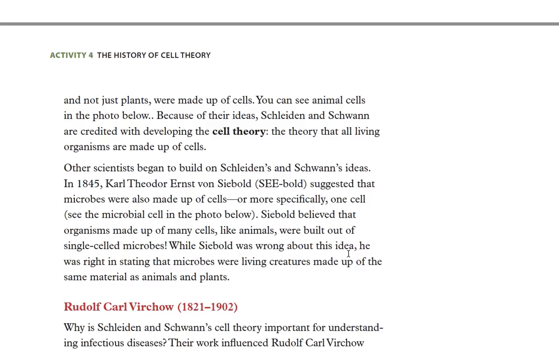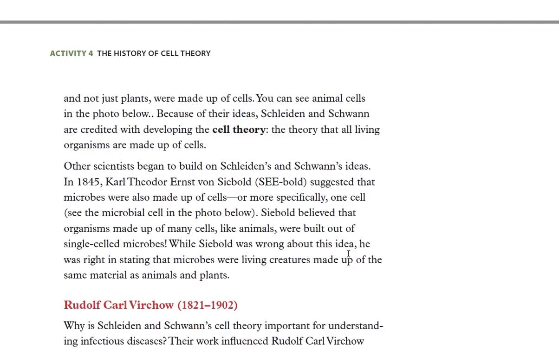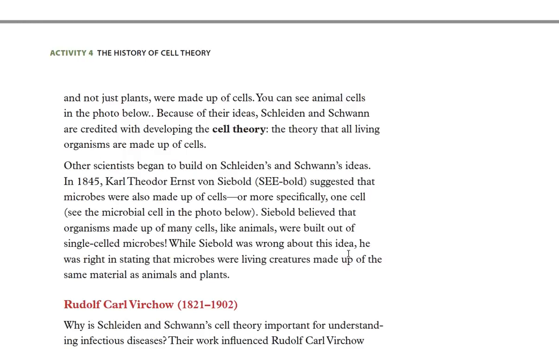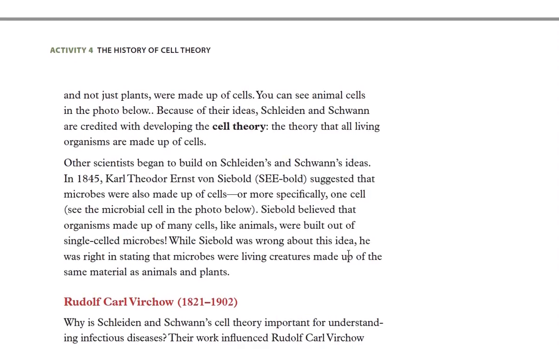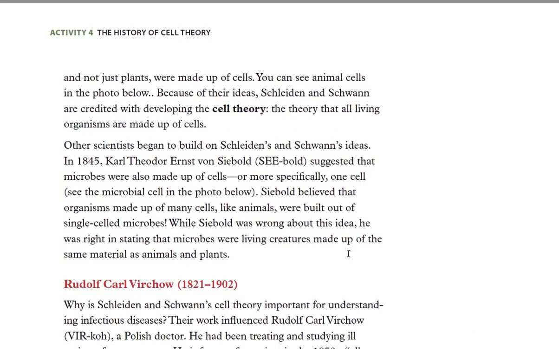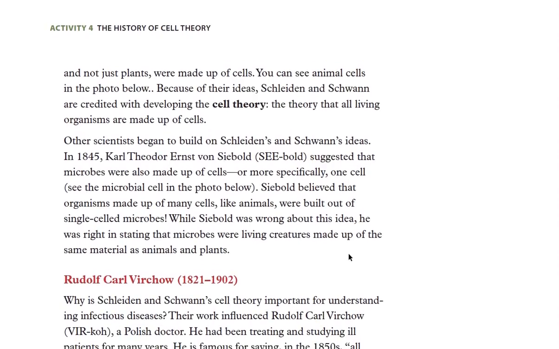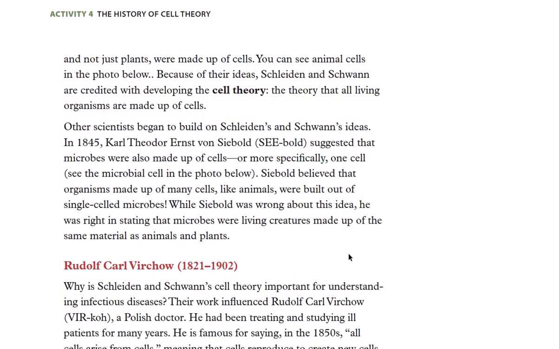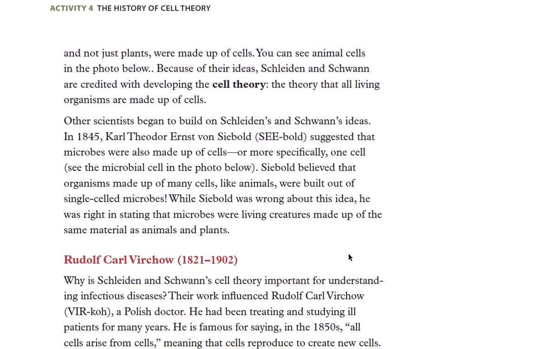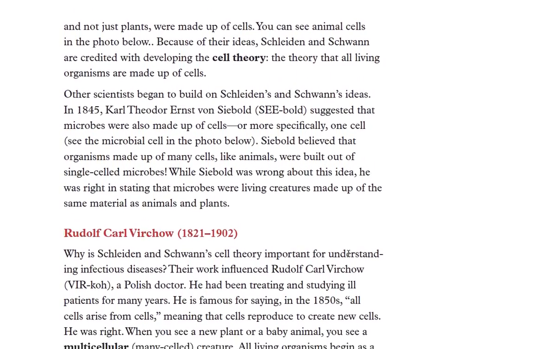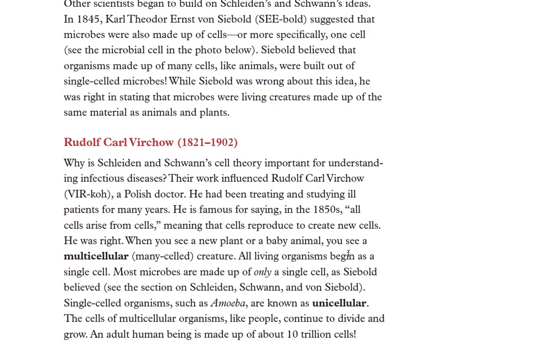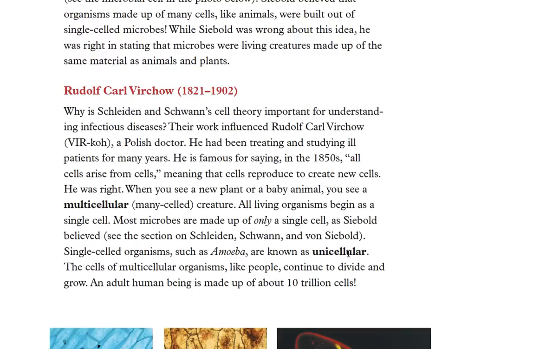In 1845, Carl Theodor Ernst von Siebold suggested that microbes were also made of cells, or more specifically, one cell. See the microbial cell in the photo below. Siebold believed that organisms made of many cells, like animals, were built out of single-celled microbes. While Siebold was wrong about that idea, he is right in stating that microbes were living creatures made up of the same material as plants and animals, or animals and plants. Rudolf Karl Virchow, 1821 to 1902.